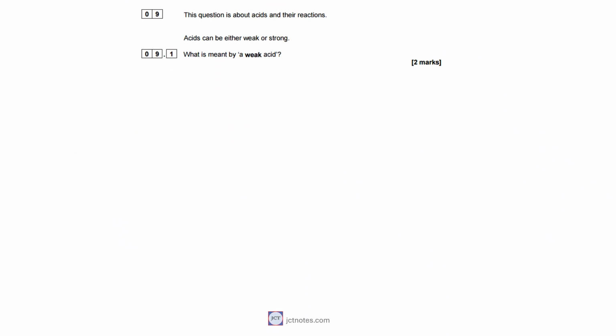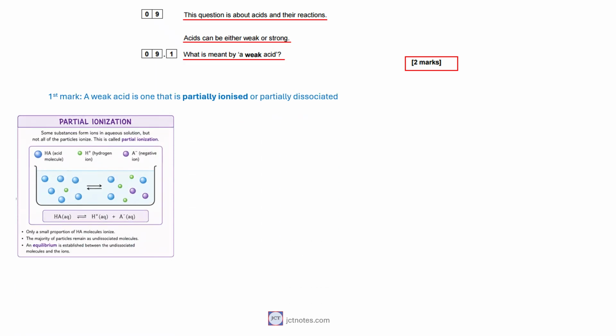Let's start question 9. The introduction tells us this question is about acids and their reactions. Acids can be either weak or strong. Question 9.1 asks, what is meant by a weak acid? This is a fundamental definition question worth 2 marks, meaning we need 2 precise points to get full credit. Let's look at the exact wording required by the mark scheme and break down the specific chemical traps highlighted by the examiner.